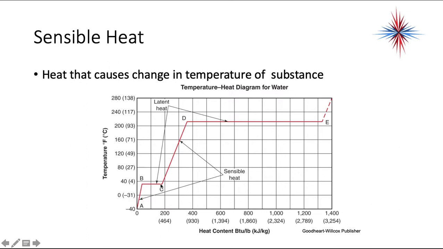You can take this for any substance. Okay, we could do the heat diagram for refrigerant as well. We could do the heat diagram for carbon dioxide. The temperatures would change because every substance has a different boiling and freezing point. But we still have sensible and latent heat that takes place. Again, part of the refrigeration cycle.